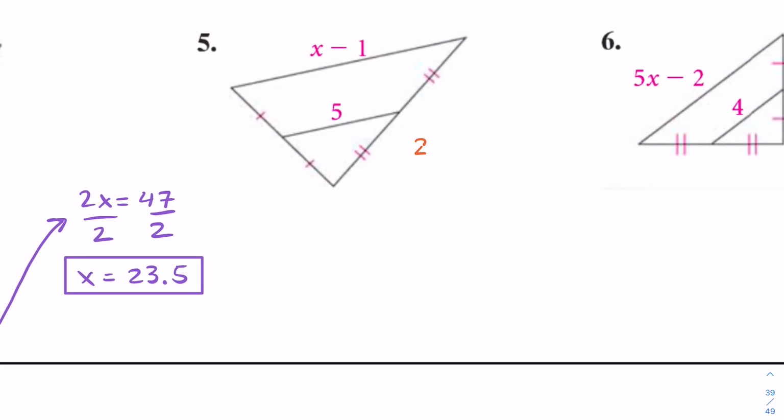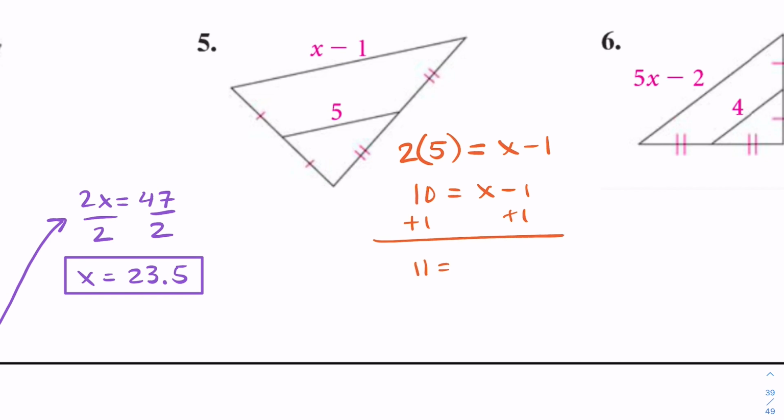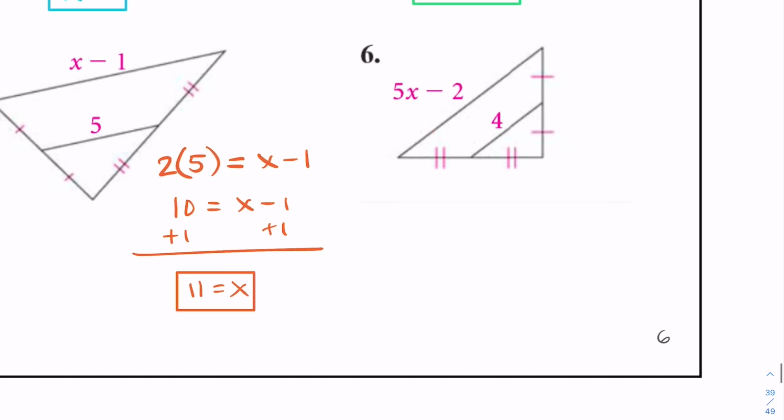So here, 2 times 5. See, that's the inside. I almost messed up. Equals x minus 1. It equals 1 outside. So 10 equals x minus 1. So add 1. We get 11 equals x. So that makes sense. 11 minus 1 is 10. And that is exactly what I needed to get. Okay? Next one.